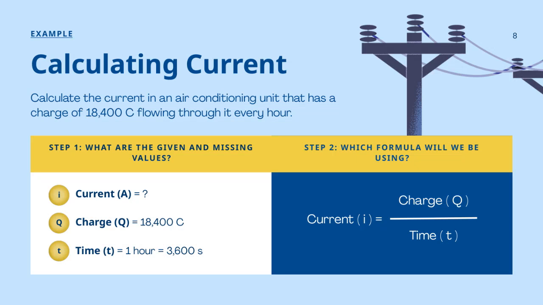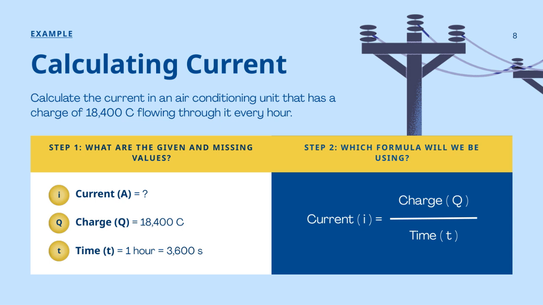All right, let's take a look at this example. On this slide, we're working with three main variables: time, charge, and current. The goal here is to calculate the current flowing through the air conditioning unit. We know that the charge, Q, is 18,400 coulombs, and the time, T, is 1 hour, which is equivalent to 3,600 seconds. But the current, I, is what we're trying to find.